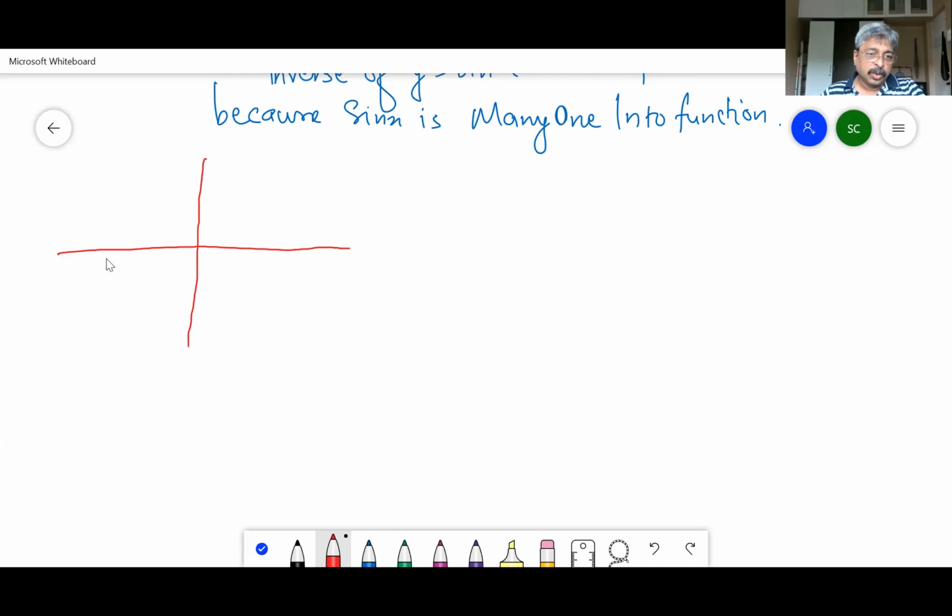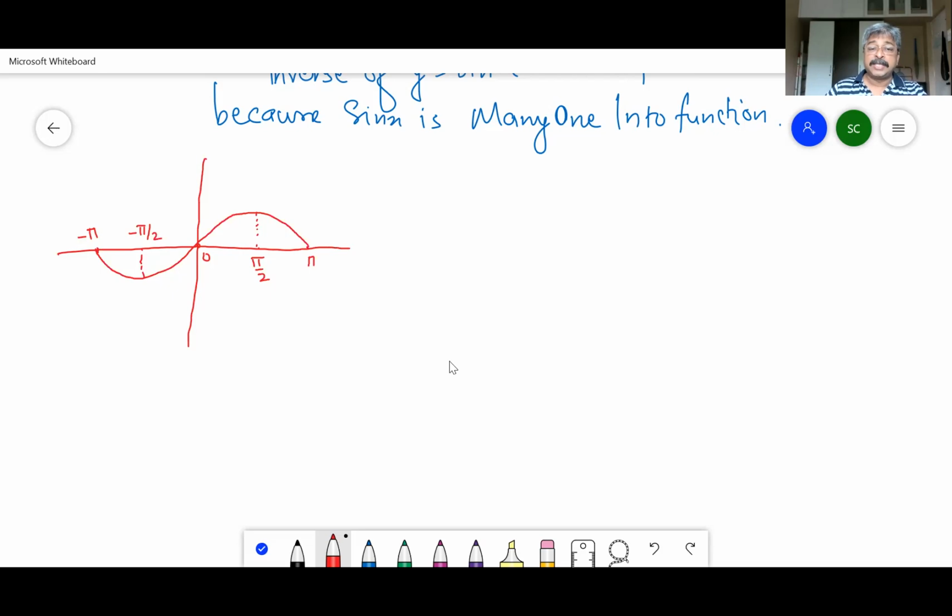So now we know the sine function is like this. I am drawing only one cycle, and this is 0, this is pi, this is pi by 2, this is minus pi by 2, and this is minus pi. So there are many cycles like this which make it actually many-one.